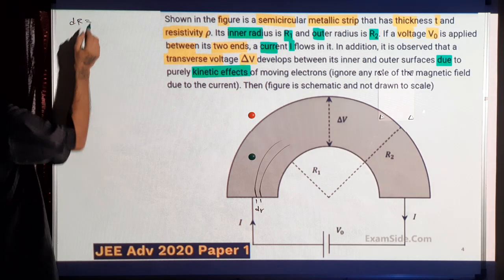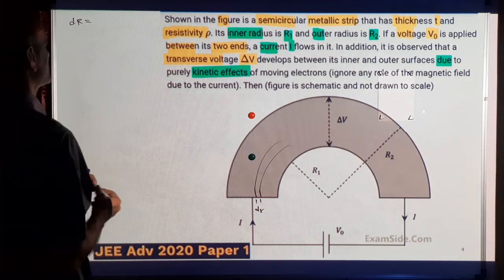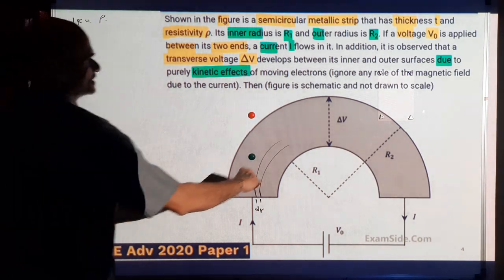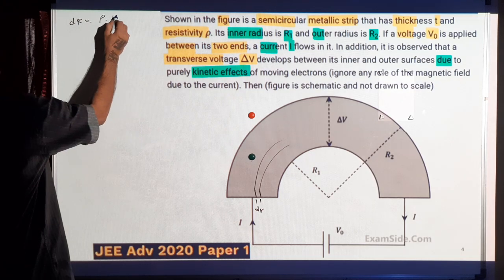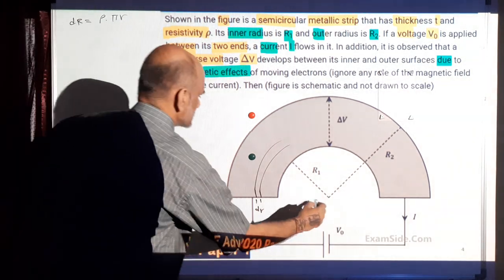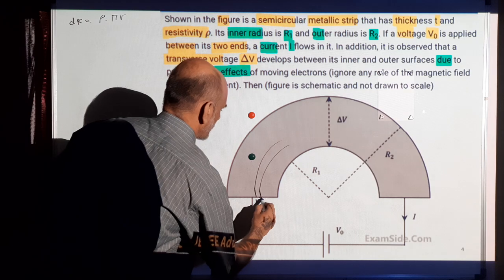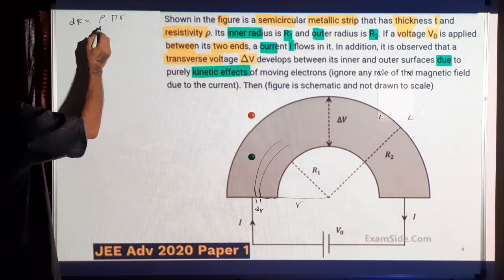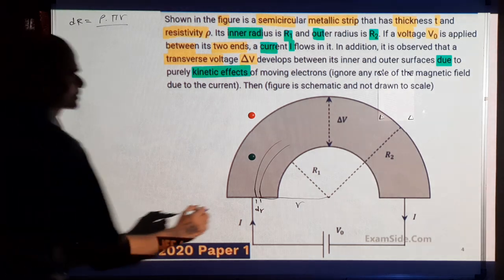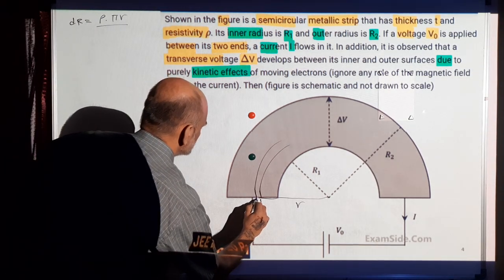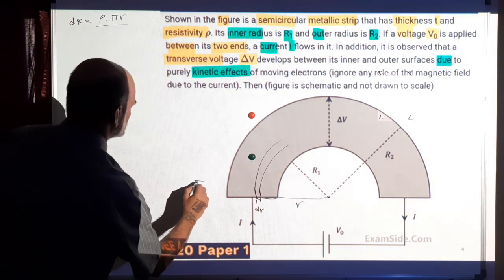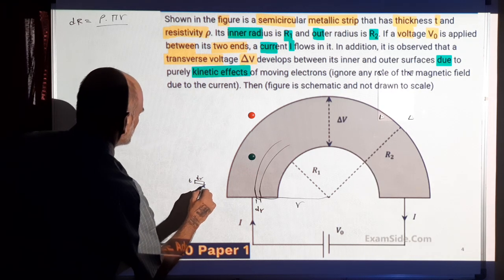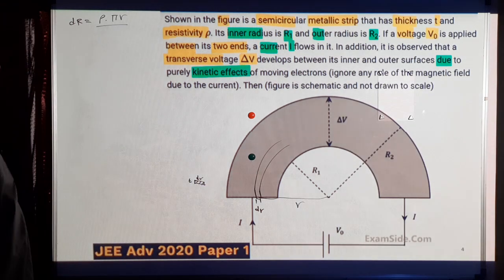which is say dR, a small resistance because the strip is infinitesimally small, equal to rho into the length of the strip, which is a semicircle, so it's pi into r. r is this radius from here to here. Divided by the area of the cross section. If you look at the cross section, it's of length dr, and here there is a thickness T. So this cross section area is T into dr.